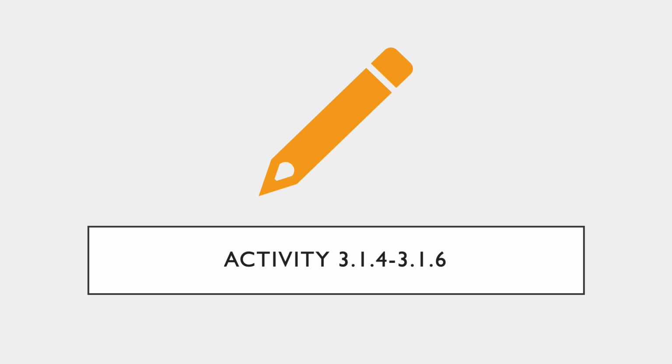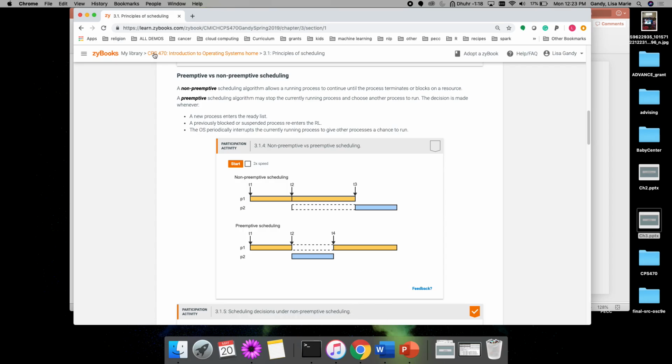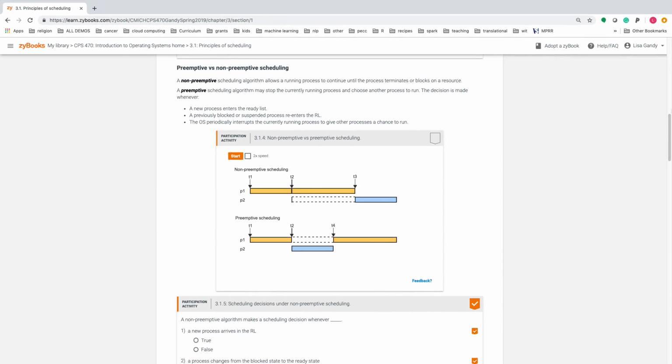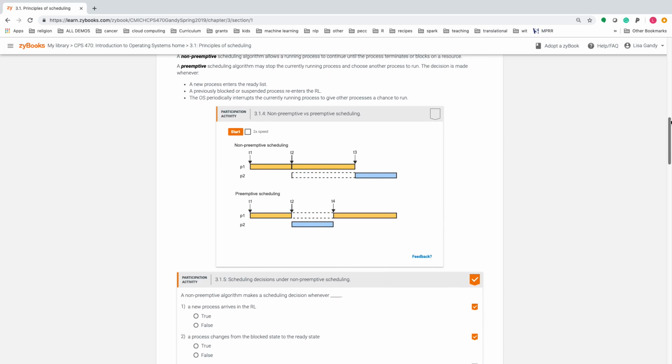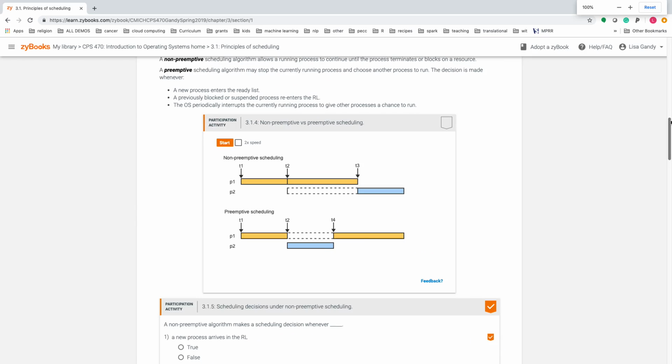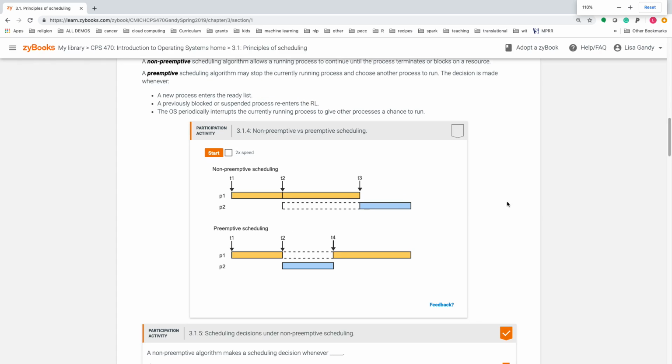Let's see if I can get out of this and show. So I'm going to make this a little bigger. Hopefully it won't mess up. Okay.